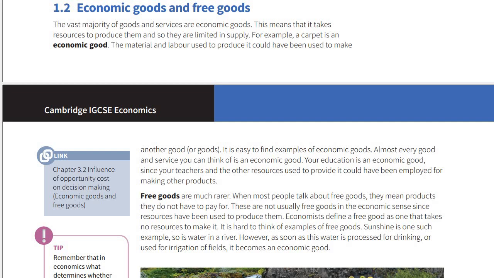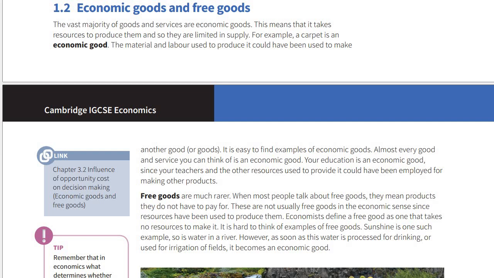So we know that the vast majority of goods and services are called economic goods. This means that these are goods that were manufactured and are limited in supply. So for example, the computer that you're using or the phone that you're using to listen to this lecture or watch this lecture is an economic good because it was made. So anything that is made through resources is called an economic good.